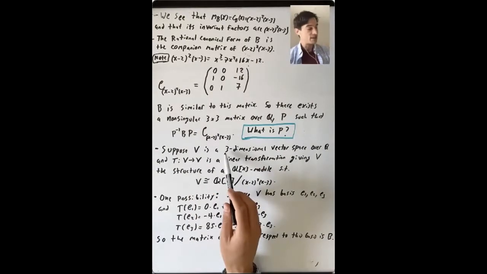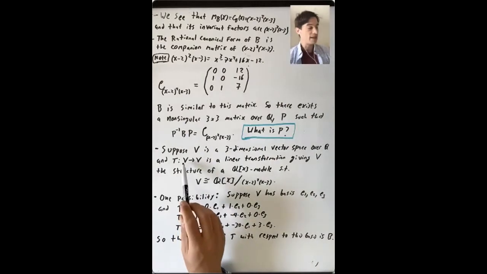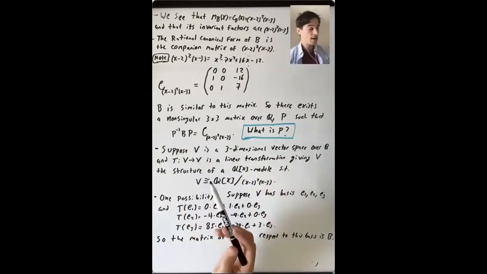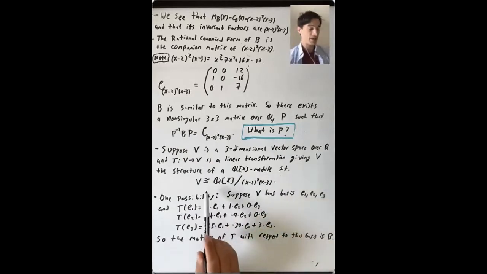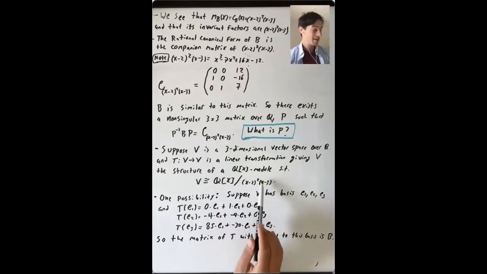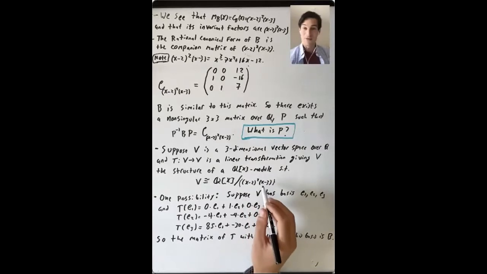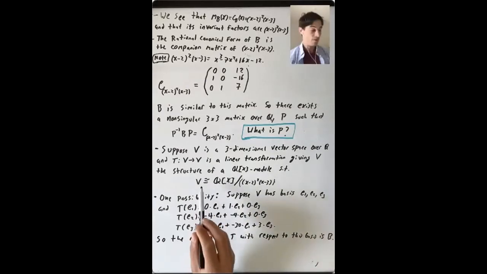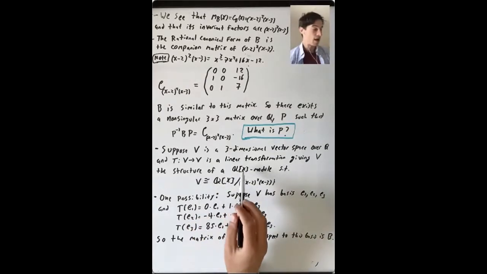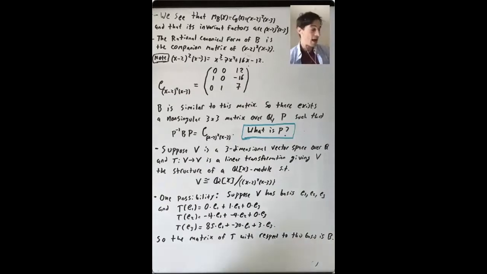So let's suppose that V is a three-dimensional vector space over Q, and T is a linear transformation from V to itself that gives V the structure of a Q[x] module such that it is isomorphic to Q[x] mod the ideal generated by this single invariant factor, (x minus 2) squared times (x minus 3). So we're saying that this Q[x] module has a unique invariant factor that is (x minus 2) squared times (x minus 3), just like up here. So what's one way that could happen?